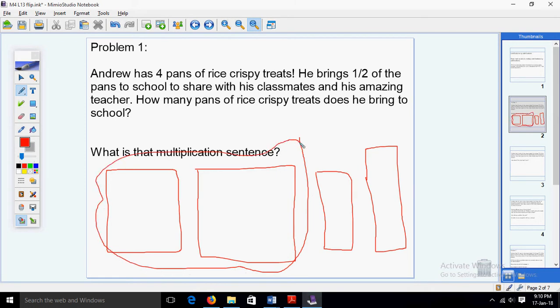Okay, so our multiplication sentence would be 4 times 1/2. Or another way to say this, 1/2 times 4. You can say 1/2 of 4, right? Our multiplication, we can also say it as "of," okay? So from there, our answer is going to be 2.